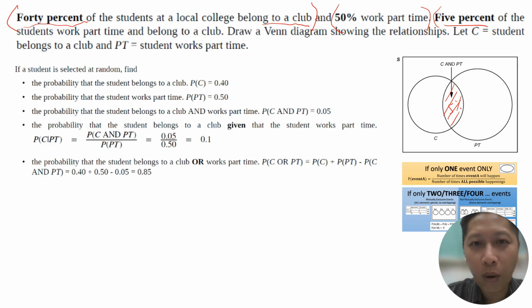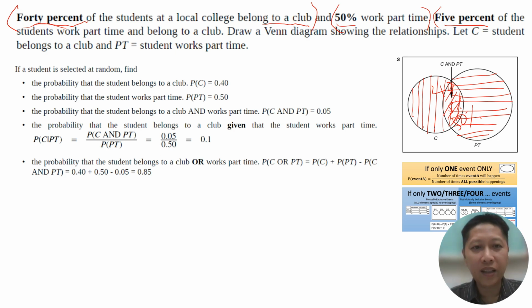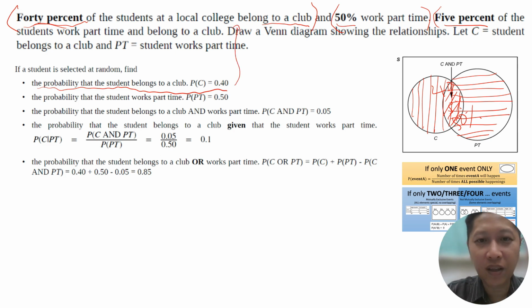How about the part-timers? We're going to use the horizontal line to show the part-timers. Based on the information here, we have a total of 50%, quite a lot. And we use the vertical line to show the club students. There are 40%. Now we want to find the probability the student belongs to a club. So we just extract the number from the statement there. 40% is equivalent to 0.40.